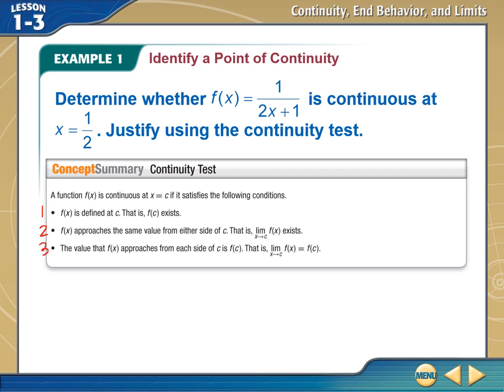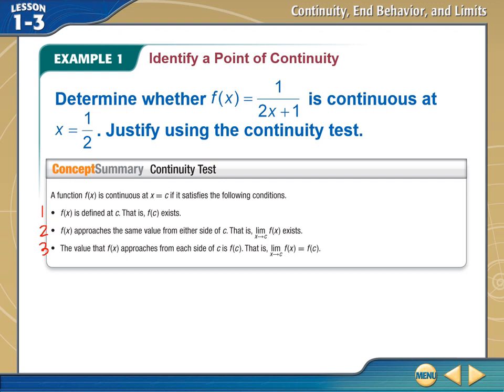Number 3, the value that f of x approaches from each side of c, so point 2, let's say they approach 2, is equal to the value of f of c. So if this is equal to 2, for example, this is also equal to 2. This is equal to 3, this is equal to 3. So any function that satisfies these 3 conditions is continuous. If it fails to satisfy any of these conditions, then you will say it is discontinuous.